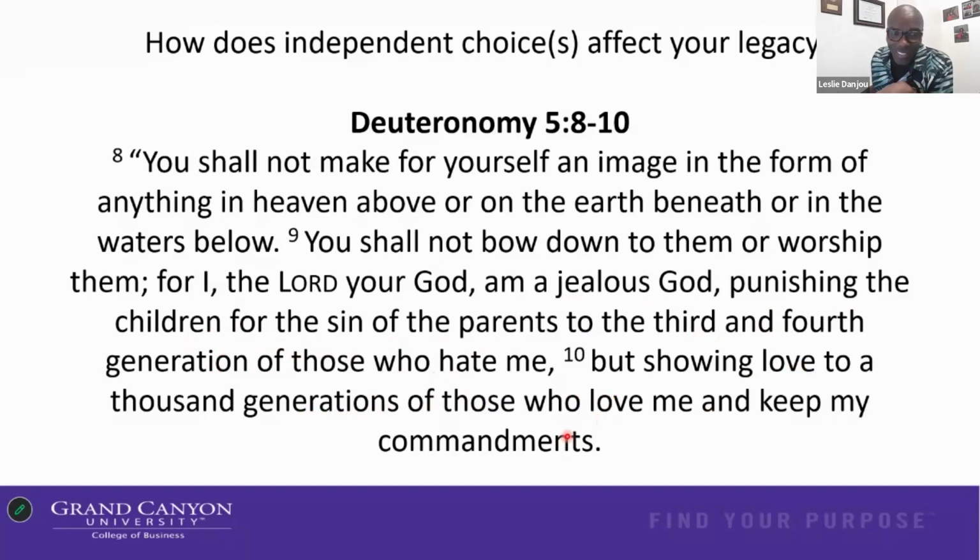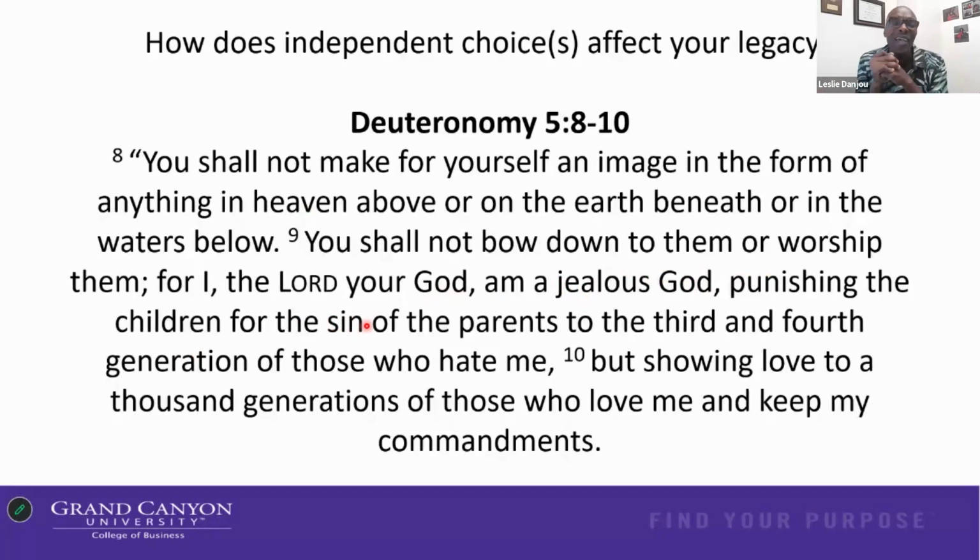So once again, here's the question: how does your individual choice or choices affect your legacy? According to this commandment, if you choose to make an image, let's say, for example, you think that lions are ferocious, and you decide to create an image of a lion and then worship that lion, God says that is going to affect your generations for three to four generations. It's going to punish your children for three to four generations.